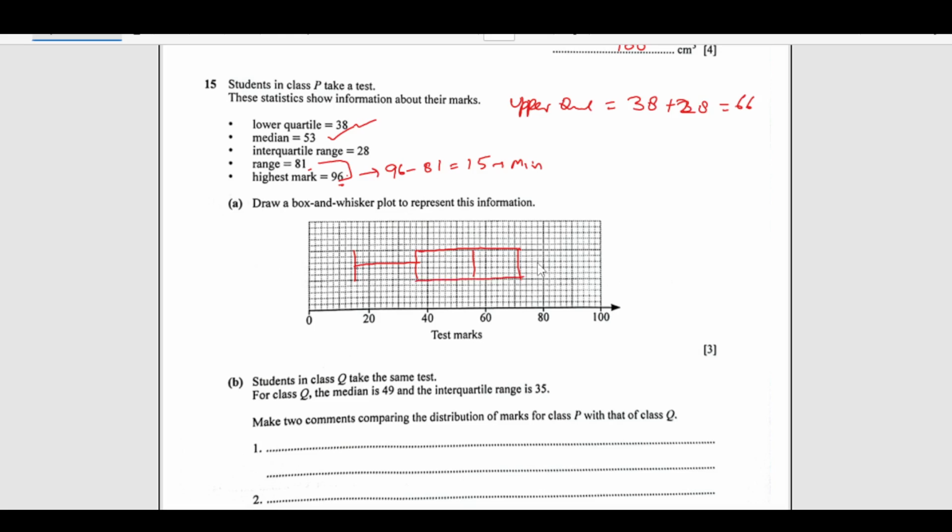Now we need the highest mark. The highest mark we are given is 96. 96 is here, and this is 80, 90. So just join this. So this is the box and whisker plot.